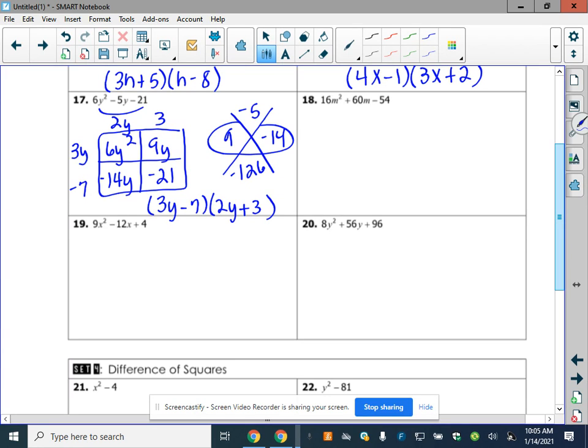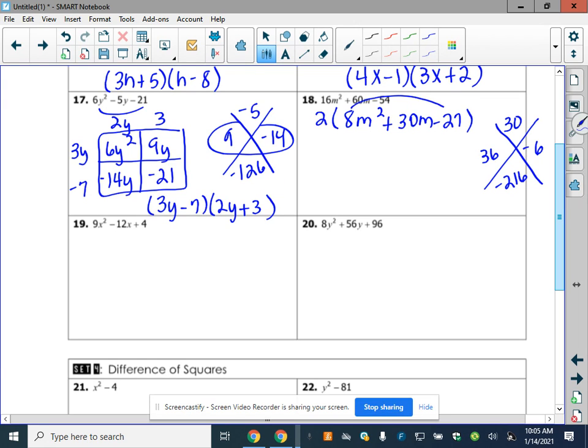Number 18, those numbers are pretty large, but luckily there's a common factor of 2 that I can take out. And remember, when you take a common factor out, then you go through and divide by that common factor. So if I divide by 2, I would be left with that trinomial. Now I can factor, and I'm looking at what's just in parentheses. So first times last is negative 216. I want to know what adds to 30. That's going to be 36 and negative 6.